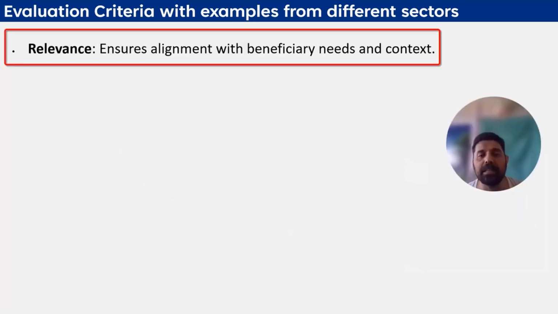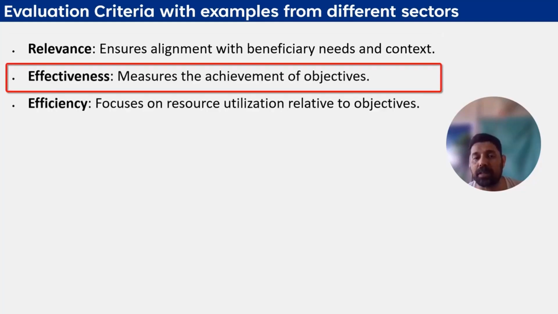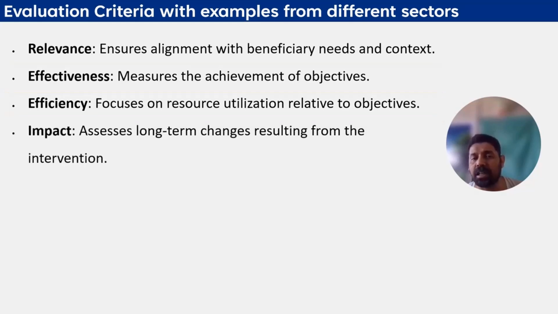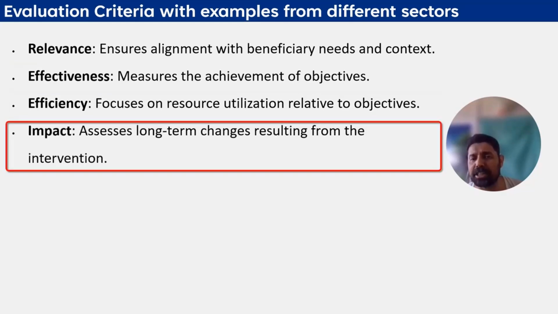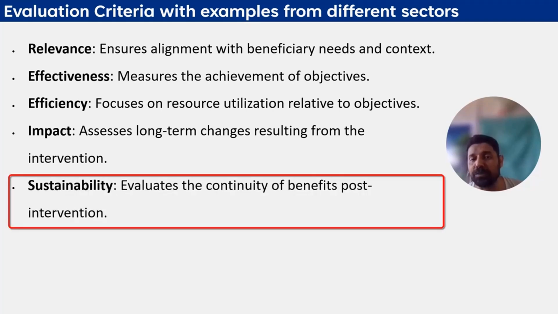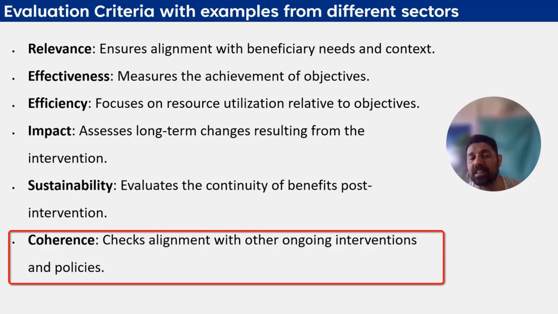Let's recap. Relevance, ensure alignment with beneficiary needs and context. Effectiveness, measure the achievements of objectives. Efficiency, focus on the resource utilization relative to objectives. Impact, assess long-term changes resulting from the intervention. Sustainability evaluates the continuity of benefits post-intervention, and coherence checks alignment with other ongoing interventions and policies.